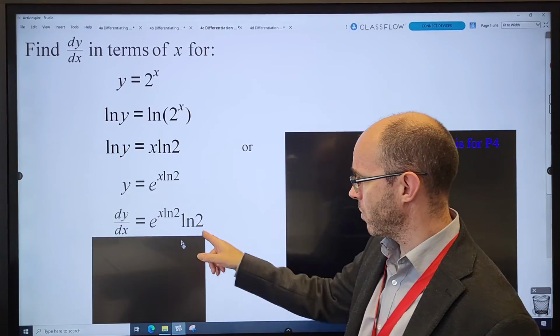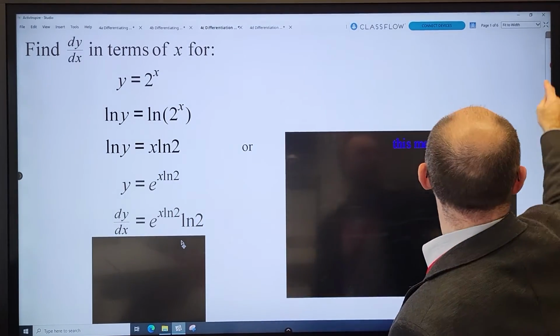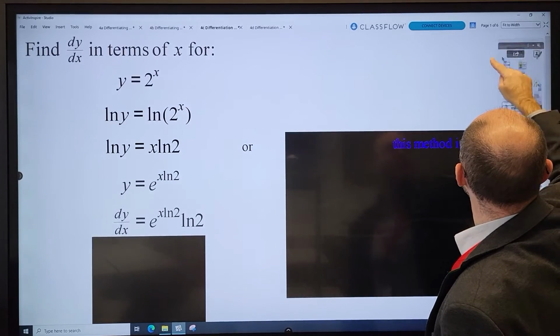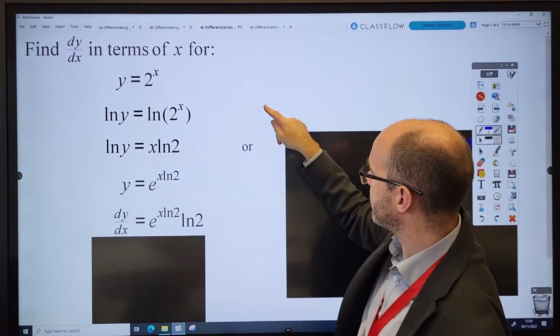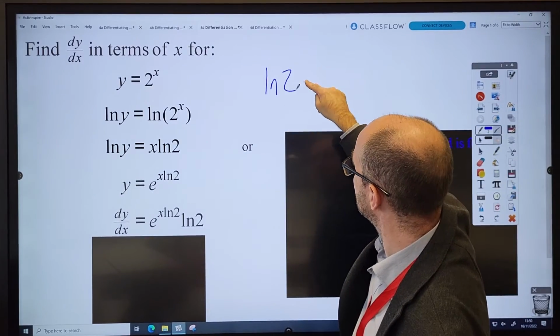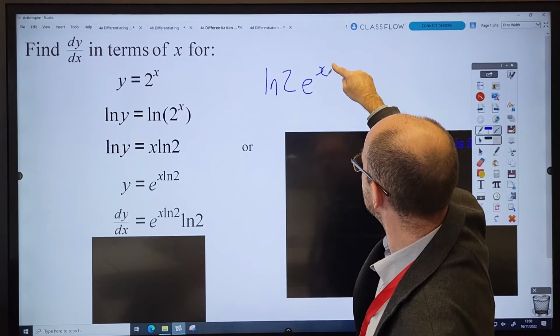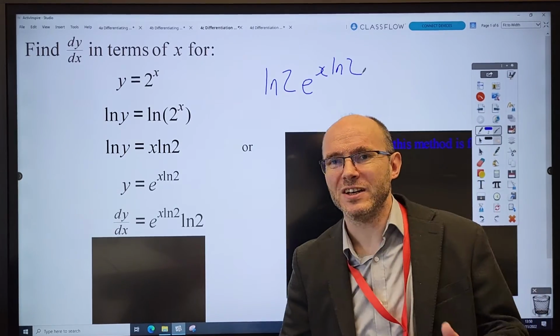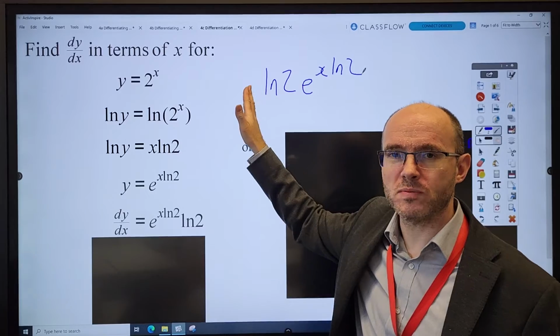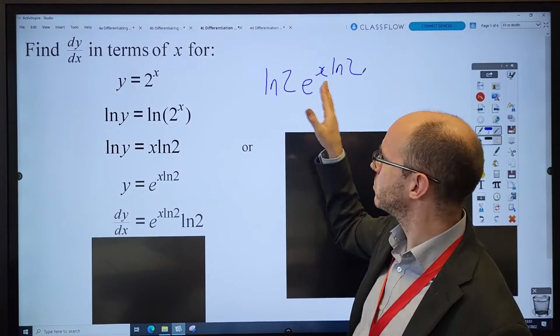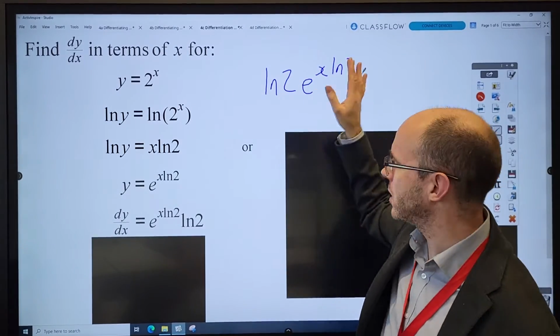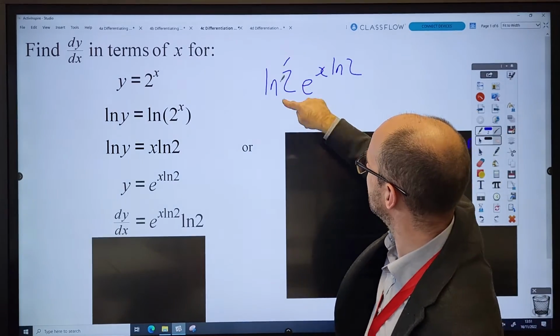The reason I write it that way is because, if I wrote it like this, ln 2 e^(x ln 2), can you see it's not clear where the natural logarithm starts and ends? It's not clear where it ends, it's not clear where the e to the power is. So am I doing all of that, for example?